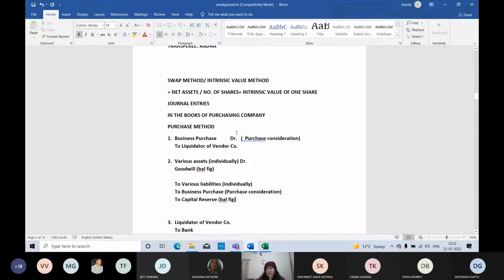Now let's come to the third entry. ये क्या था? ये था जब हमारी डील हुई. पहली एंट्री was on the date of the deal that हम बिजनेस परचेज कर रहे हैं, लिक्विडेटर को ड्यू है हमारा इतना अमाउंट. फिर हमने एसेट टेक ओवर कर लिए, लाइबिलिटी टेक ओवर कर दिए, बैलेंस निकाल दिया.